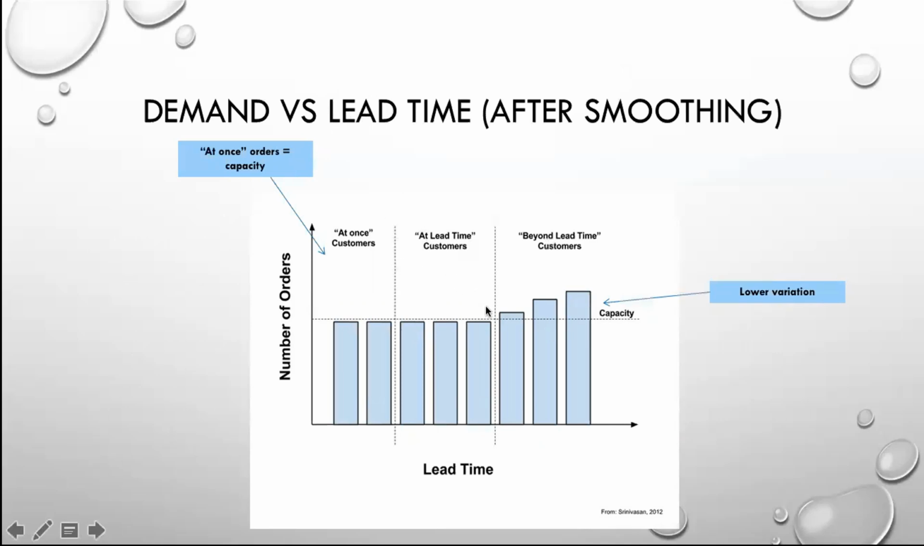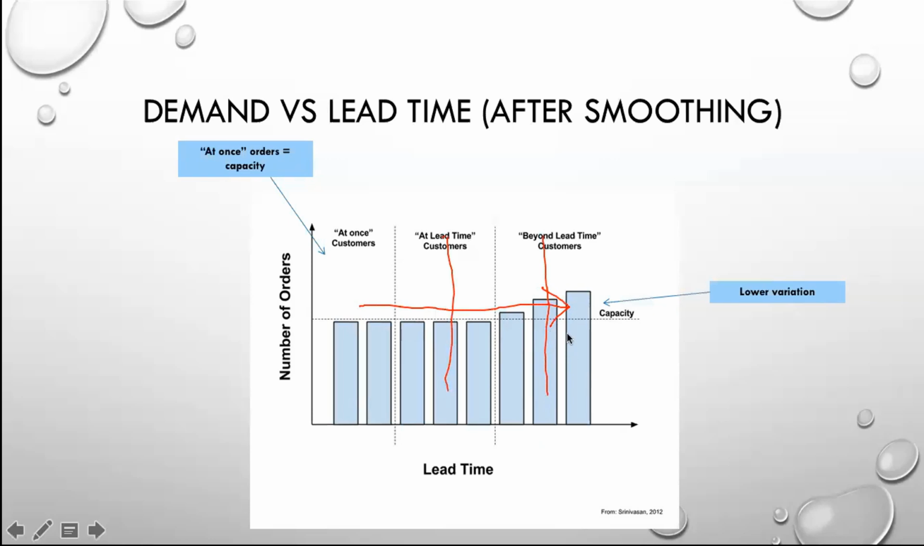Reducing lead times actually shifts your whole graph to the right, so that more of your beyond lead time customers become at lead time customers. Okay, so your bars will be like this instead of where they were. Okay, that's important to understand.